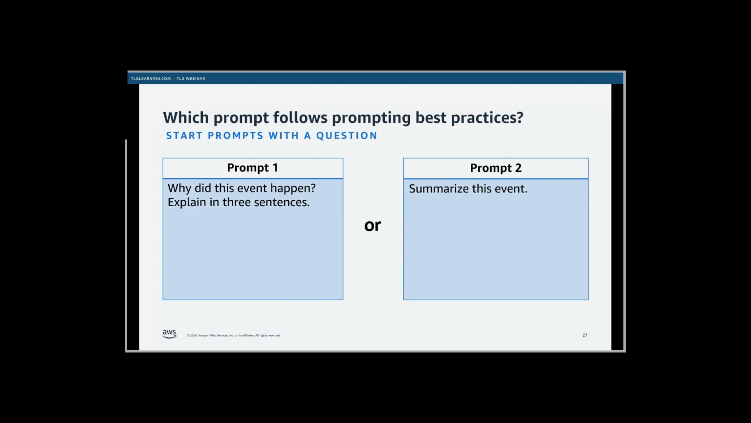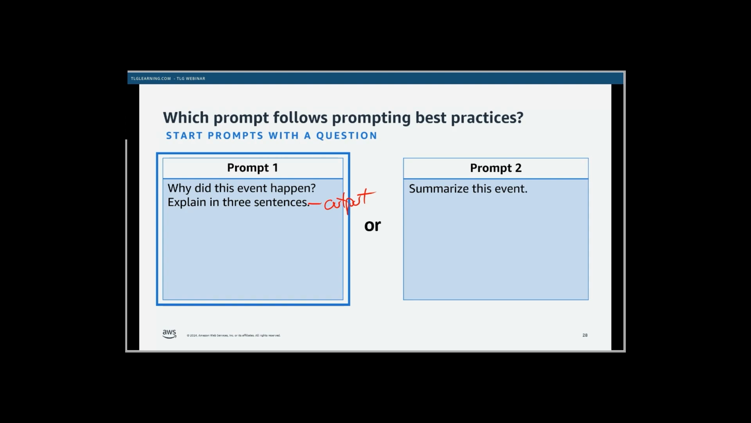Which one represents us? Starting the prompts with a question. If you said prompt number one, then you are correct. So starting with the question, which is who, what, where, why, how. Why did this event happen? And then we also have another best practice here. We have specified information about the output. Explain in 3 sentences. So I expect the answer to come in 3 sentences.